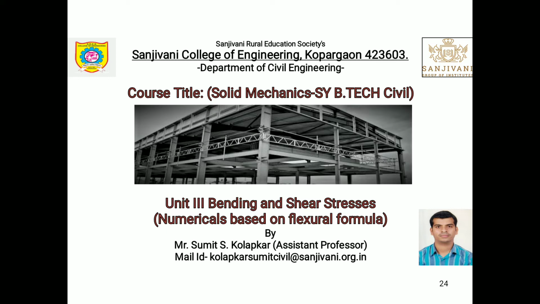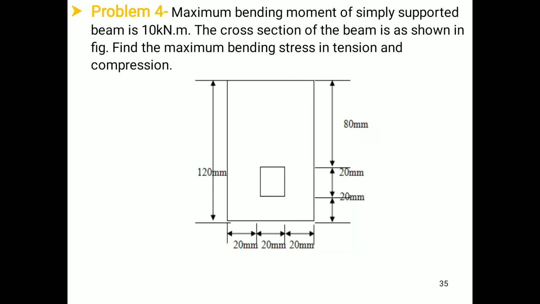Again we will discuss the numericals based on the flexural formula. The statement of the numerical is as follows. Maximum bending moment of simply supported beam is 10 kN meter. The cross section of the beam is as shown in figure. Find out the maximum bending stress in tension and compression.